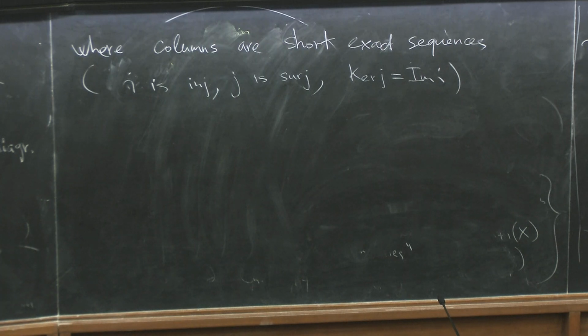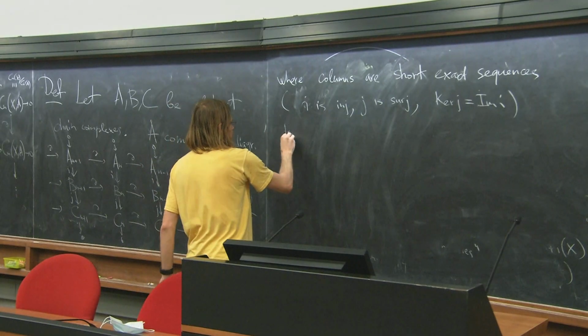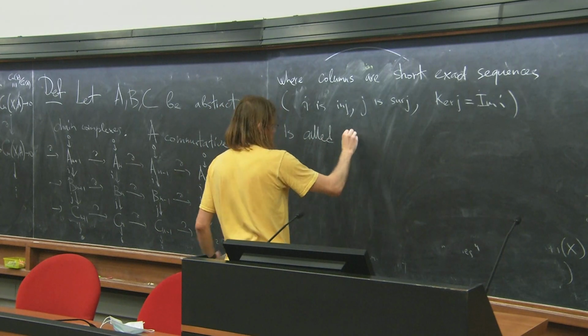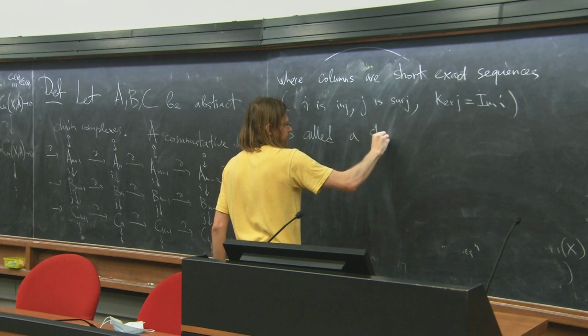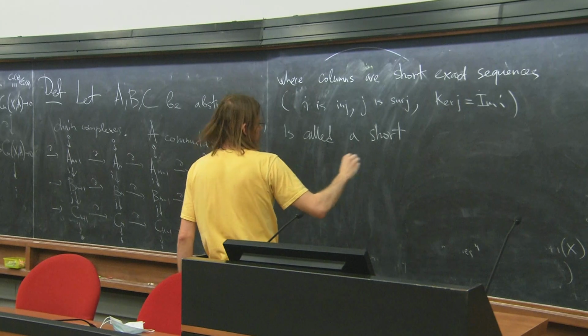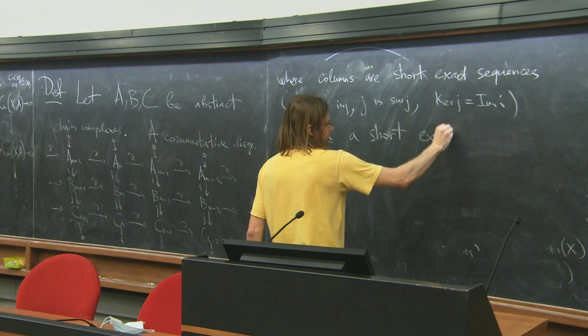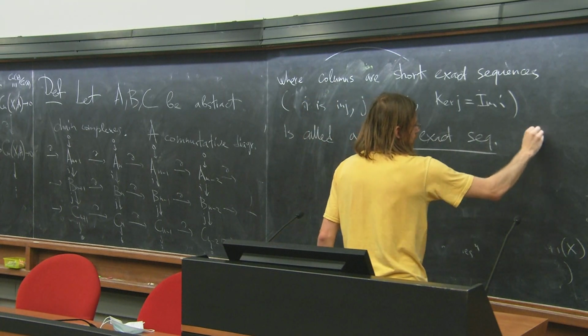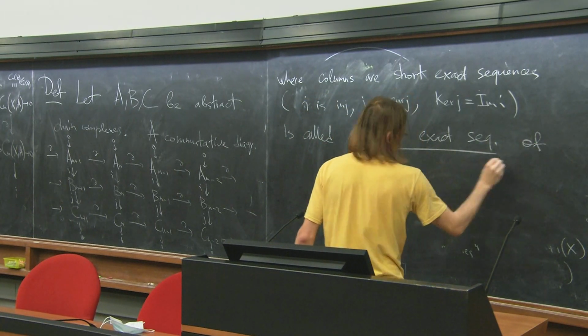Okay, so such a diagram is called a short exact sequence of chain complexes.